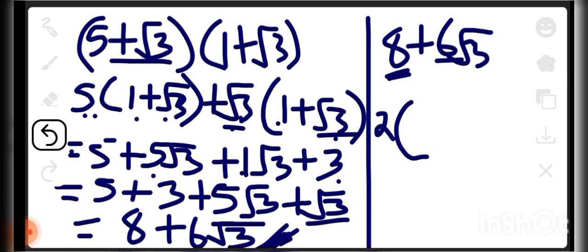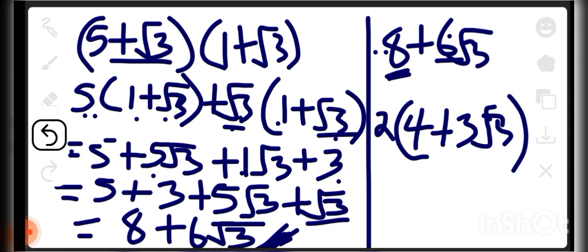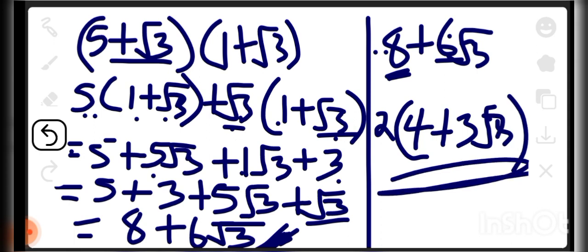Or maybe they ask you to factor out common terms. What can divide 6 and 8 is 2. Dividing 8 by 2 gives us 4, and dividing 6 by 2 gives us 3. So it can also be like this. The answer can take this shape: 2 bracket 4 plus 3 root 3. So that's how it is done. This is the procedure for multiplying a surd. So let's do one more.